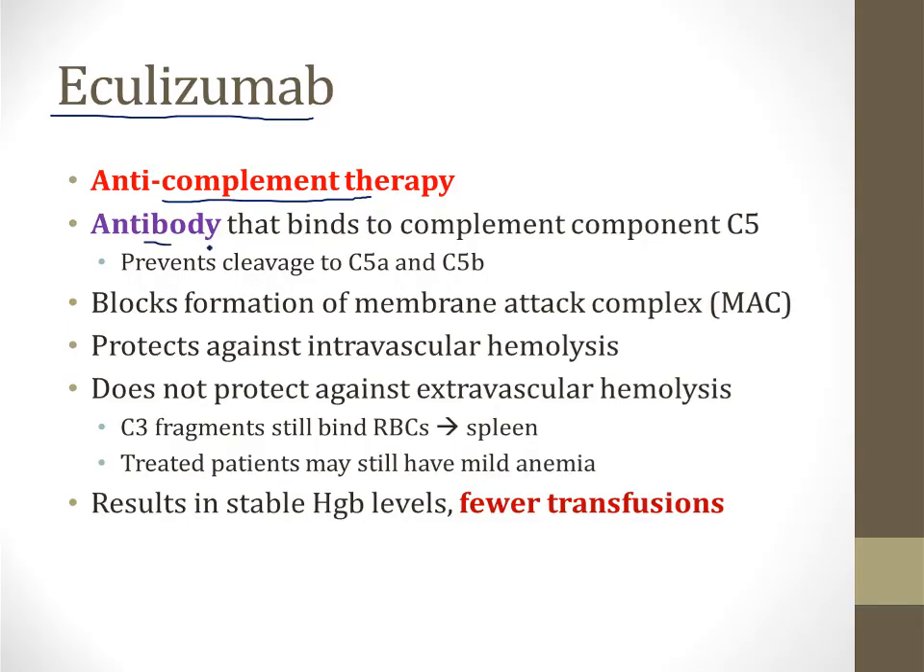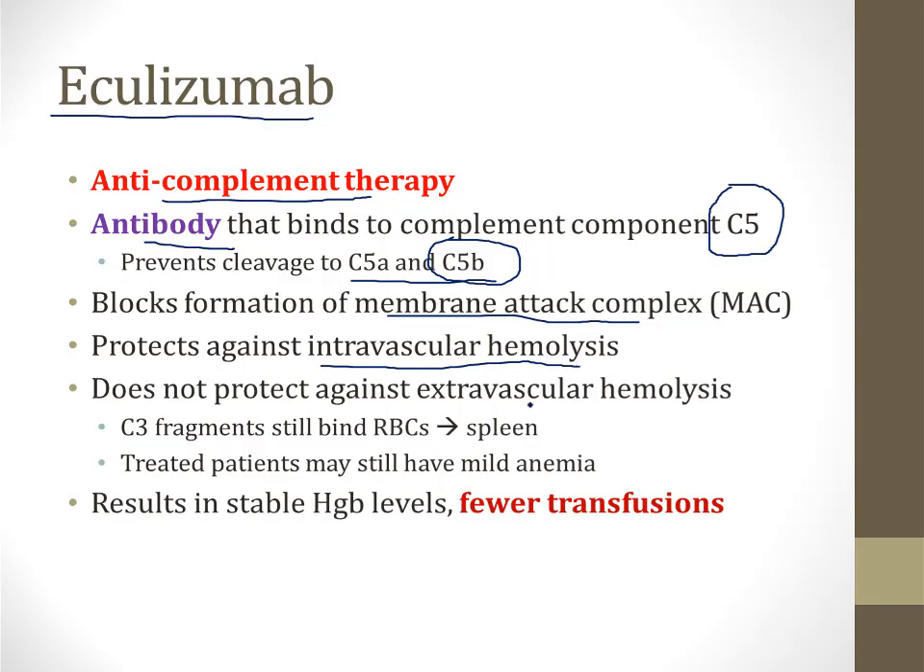Eculizumab is an antibody that binds to complement component C5, and it prevents C5 from splitting into C5a and C5b. And if you've watched the module in the immunology section on the complement system, you know that C5b is important for forming the membrane attack complex, which lyses cells. So this antibody will protect against intravascular hemolysis by the complement system.